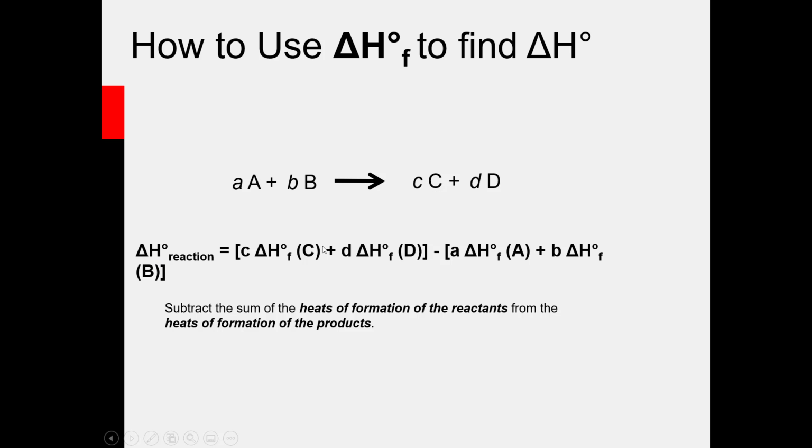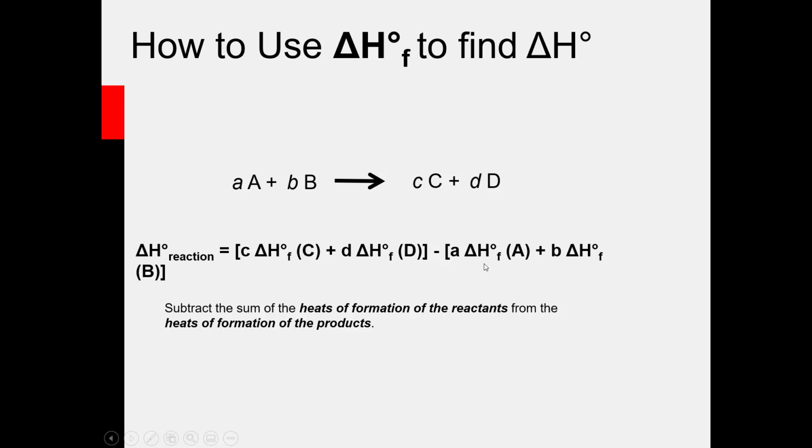And we'd say, okay, delta H naught F for compound C is this number. Delta H naught F for compound D is this number. If I take the stoichiometric coefficient, C moles of C times delta H naught F for compound C, and D moles of D times delta H naught F for compound D, I know essentially the enthalpy value that describes my products. The enthalpy change for the reaction is going to be the difference in enthalpy between my products and my reactants.